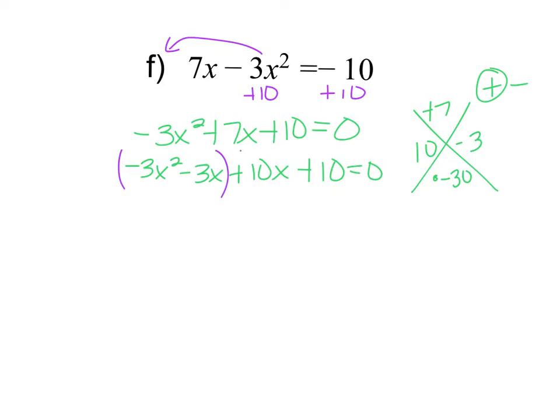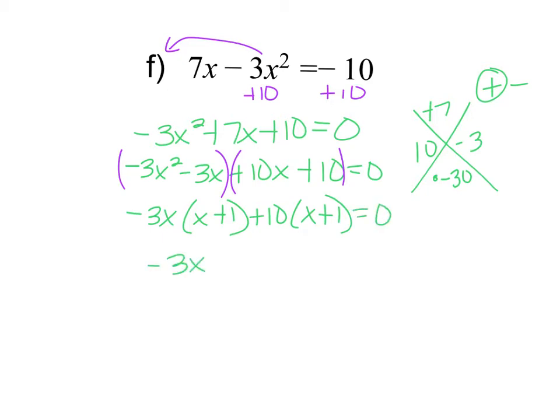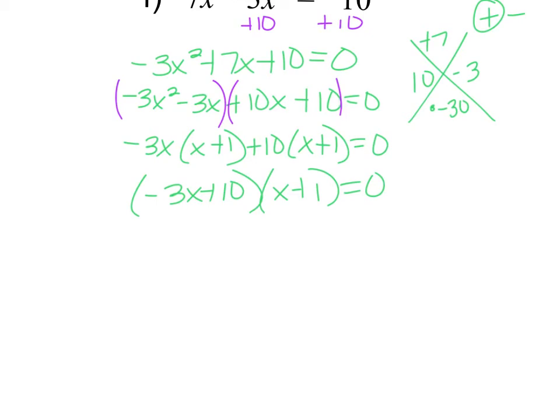Let's do some factoring by grouping. So you could factor out, looks like a negative 3x from both terms there. That would give you x plus 1. Factor out a positive 10 from here, and that would give you x plus 1. Sweet, they match. So negative 3x plus 10 times x plus 1. Last step, set each piece equal to 0. So negative 3x plus 10 equals 0 and x plus 1 equals 0. I'm going to solve the easy one first. x equals negative 1.